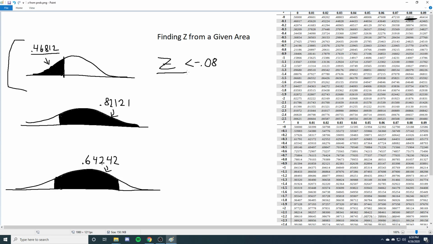So our z is going to be less than negative 0.08. The way that this is oriented is based on the kind of area that we have. Since this is an area to the left, our z is always going to be less than this negative 0.08.